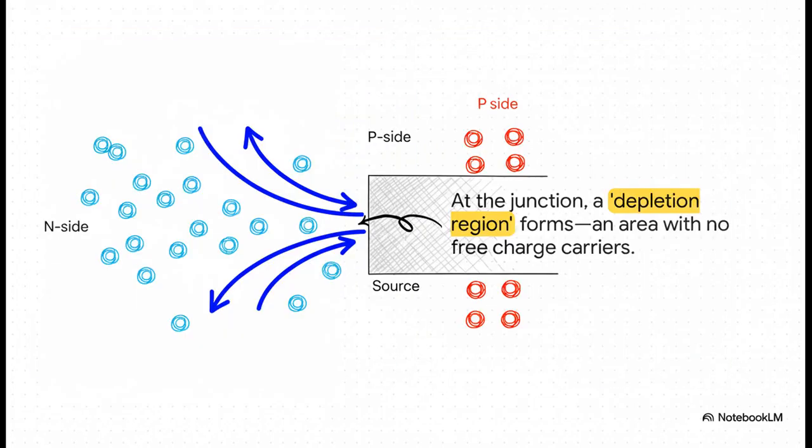So what happens when you stick these two materials together? Well, the free electrons from the n side immediately rush over to fill in the holes on the p side. This creates this little neutral zone right at the junction where there are no free charge carriers left. It's been depleted. And we call this the depletion region.